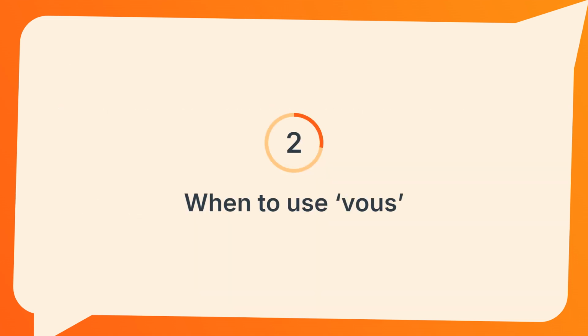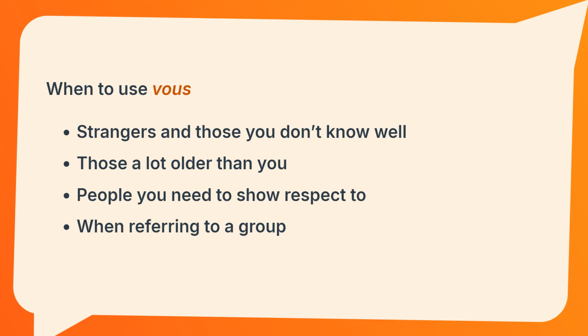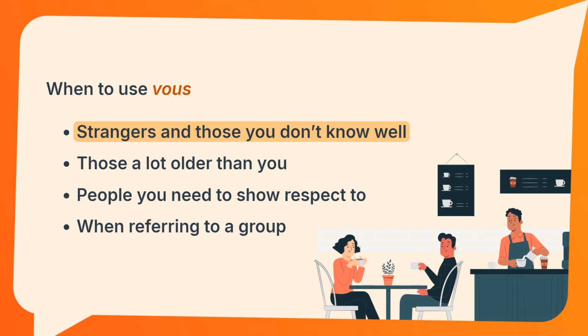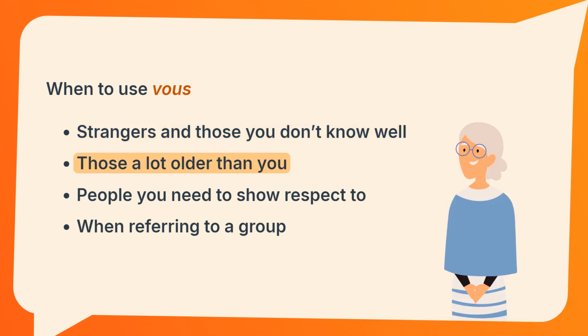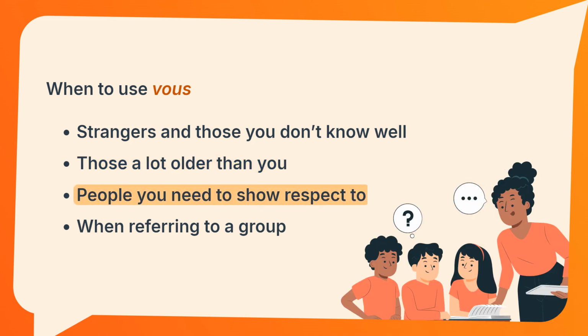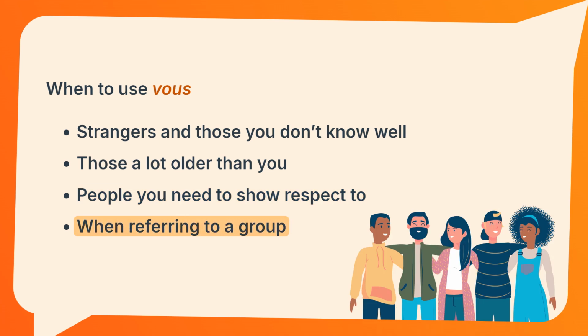We've seen where tu can be used, so let's take a look at vous. Vous is used in other situations, such as the following. With strangers or people you don't know well, this could be a shopkeeper or a waiter in a restaurant. It's also used if you're speaking to those a lot older than you, as a way of showing respect. This also extends out to anyone else you should show respect to, be it teachers, employers, or officials, and in professional or formal settings. And lastly, this form is the correct way to address any group of people, regardless of your relationship with them individually.